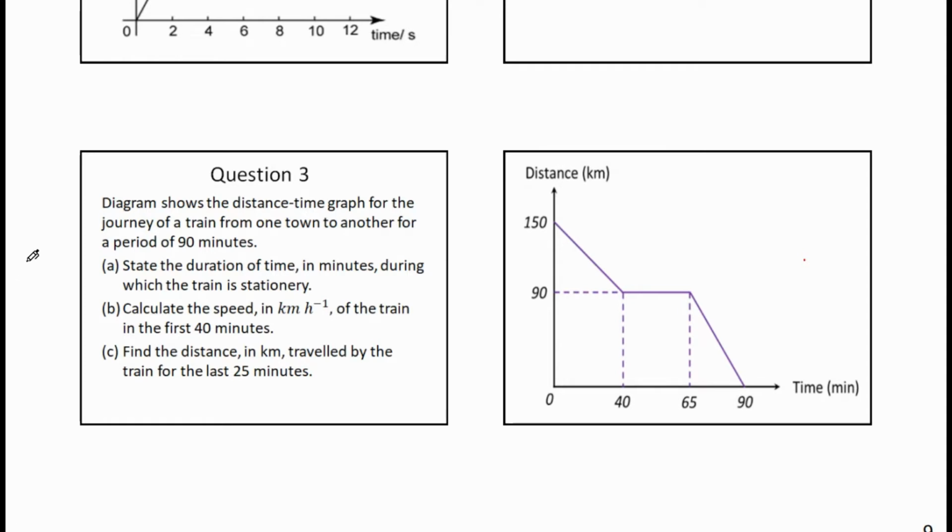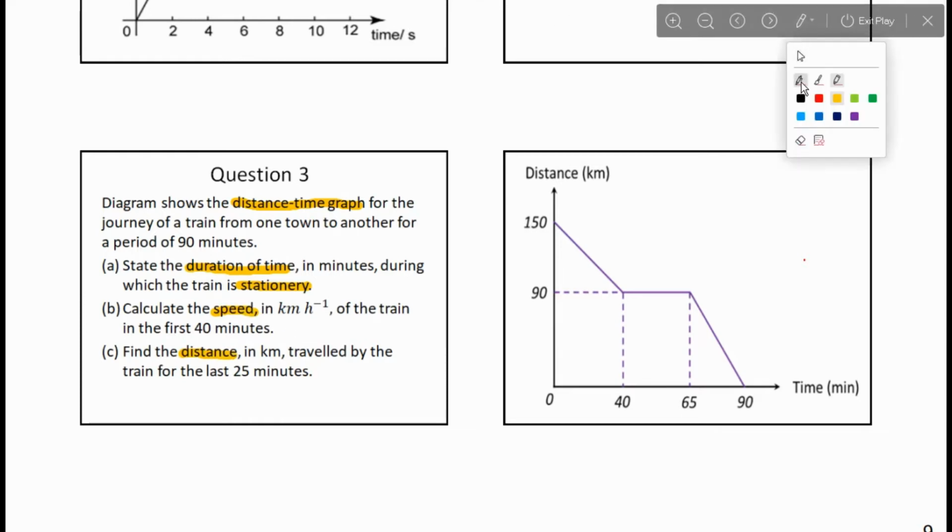Question 3. The diagram shows the distance against time graph for the journey of a train from one town to another for a period of 90 minutes. We highlight the keyword: this is a distance against time graph. Then we are asked to find the duration of time during which the train is stationary, and then the speed and also the distance.